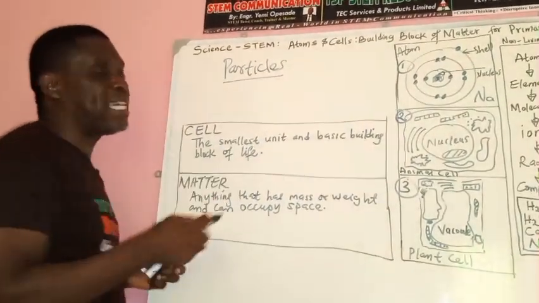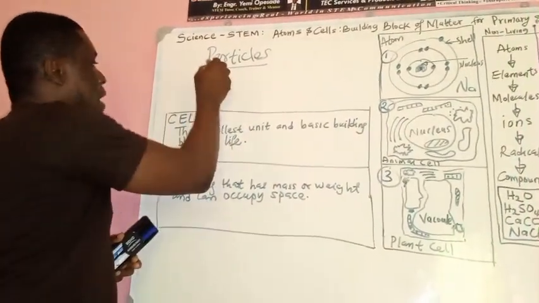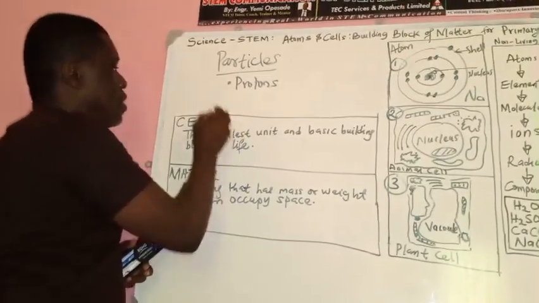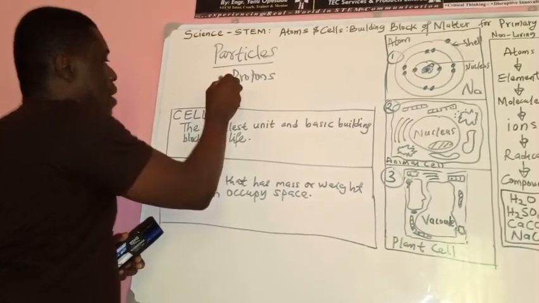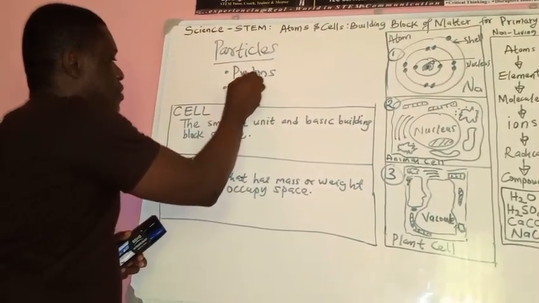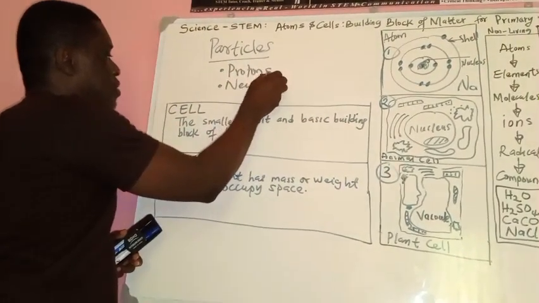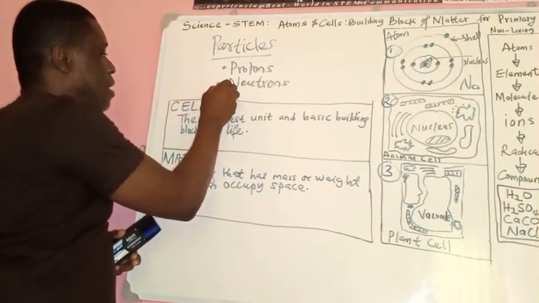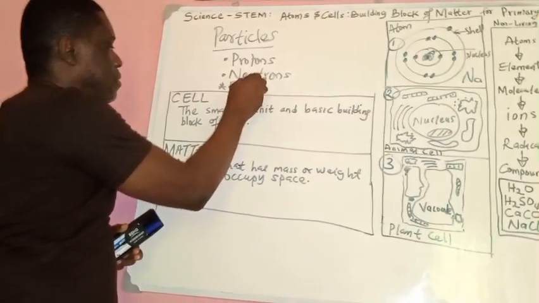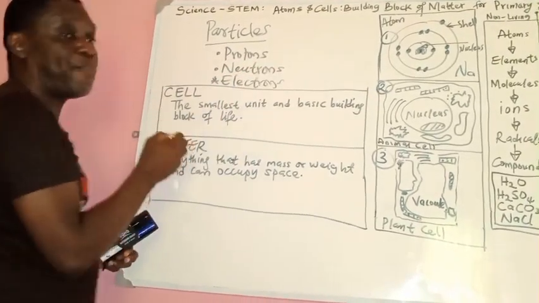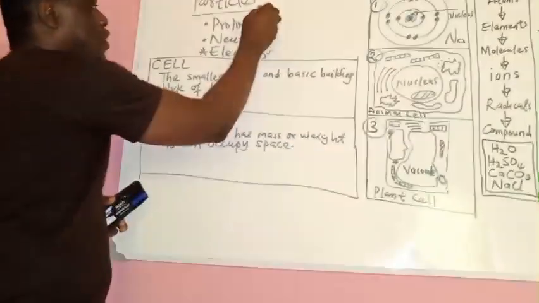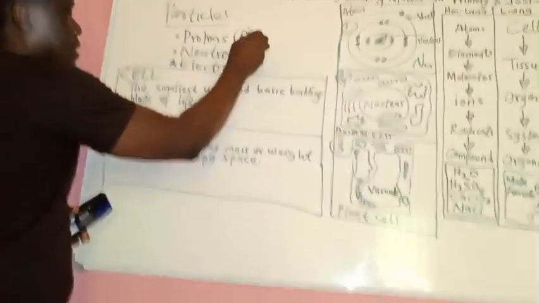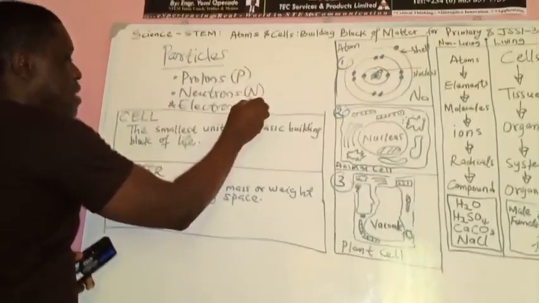Particles. There are 3 major particles. Number 1, protons. Number 2, neutrons. Then we have the last one, electrons. Now, these particles: proton, which is P, neutron, which is N, and electron, which is E.